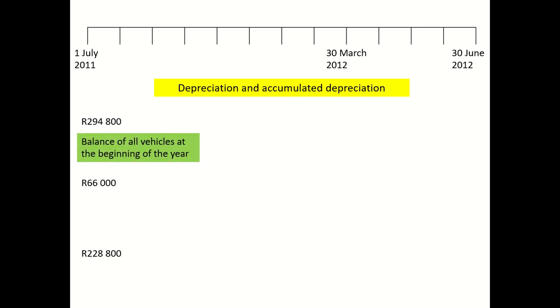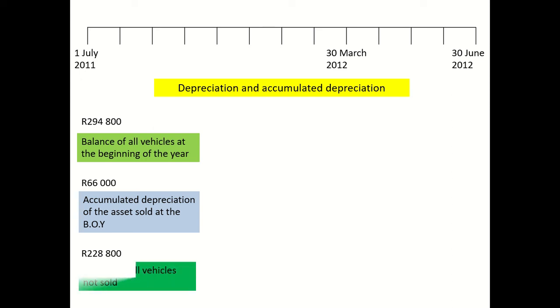Basically, this 294,800 is the balance of accumulated depreciation of all vehicles at the beginning of the year, and this is the accumulated depreciation of the assets sold at the beginning of the year, and you'll be left with the balance of all vehicles not sold. Basically, this is the accumulated depreciation balance of all vehicles that were not sold.